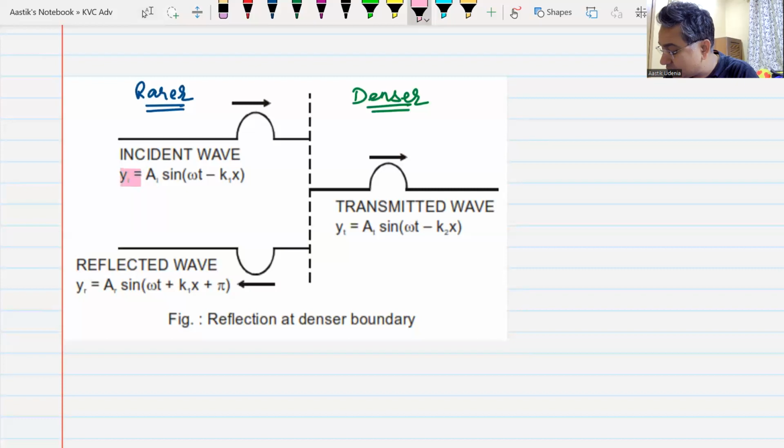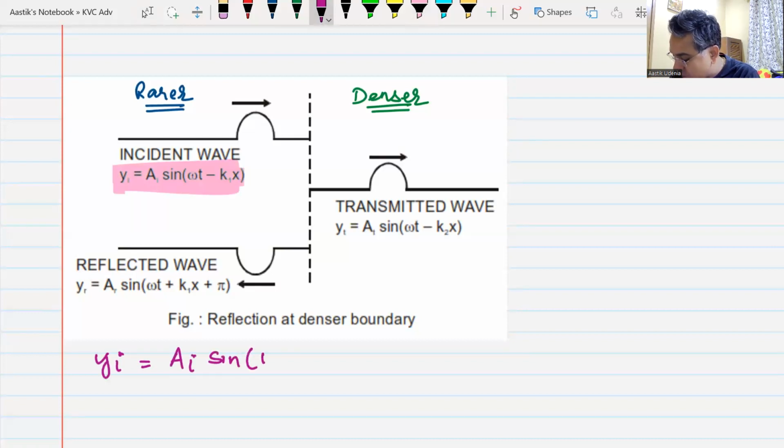This is the equation of the incident wave. Yi is equal to ai into sine omega t minus k1x. Do we understand this? I will write it here in bigger. Yi, incident wave, is ai sine of omega t minus k1x. Do we understand this? Yes, sir.